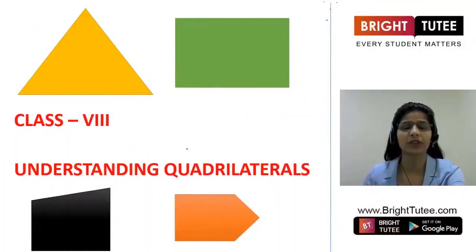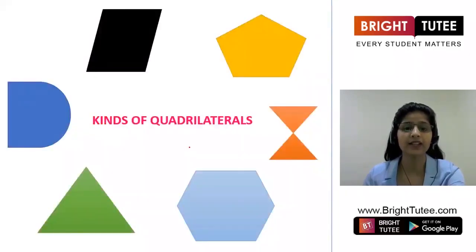Hello students, we're going to continue our chapter Understanding Quadrilaterals. So the topic for today is kinds of quadrilaterals. So what was a quadrilateral? A quadrilateral is a polygon having four sides. That is known as quadrilateral. Now there are different types in quadrilaterals too. So that we are going to study today. This is the main concept for today's class.